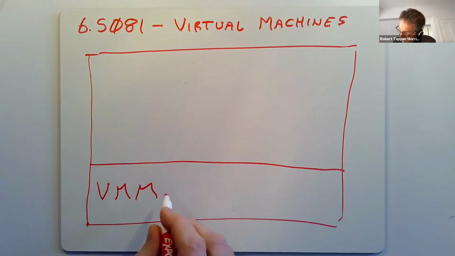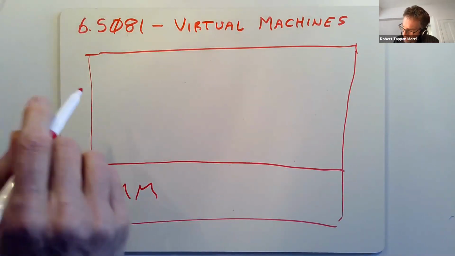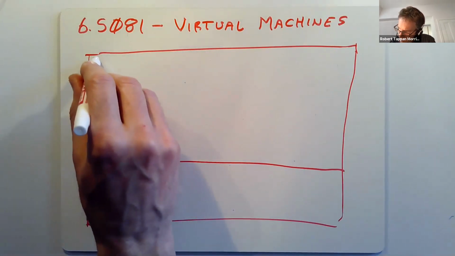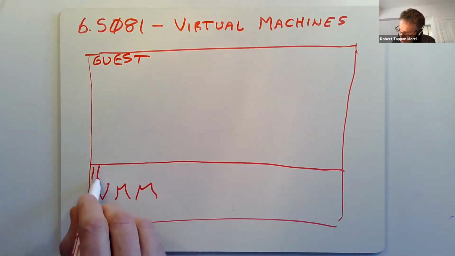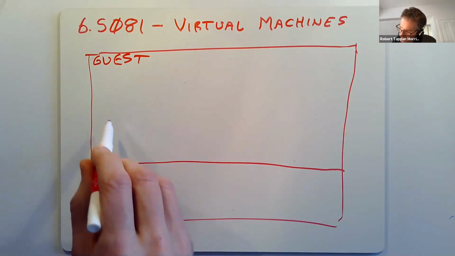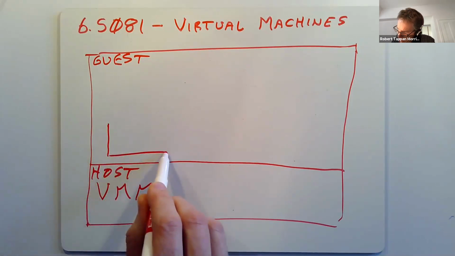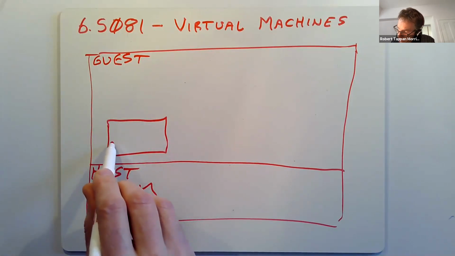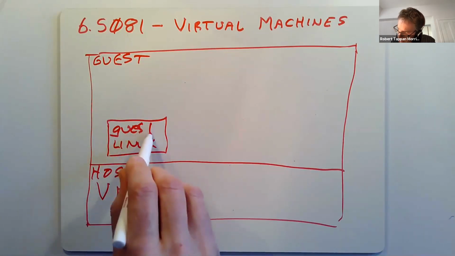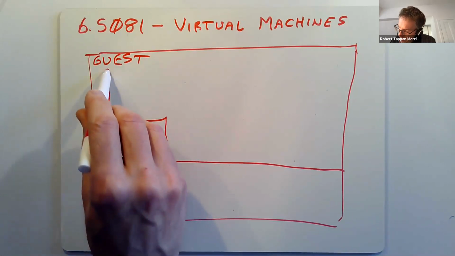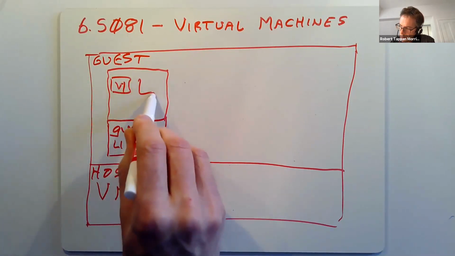Up here, in what used to be user space in our usual diagrams but is now guest space. So I'm going to call this guest space, and down here, host space. We're going to have one or more guest operating system kernels. So we might have a Linux kernel as one guest. And this Linux kernel thinks of itself as an ordinary kernel, and it runs a bunch of processes, maybe a vi and a C compiler.